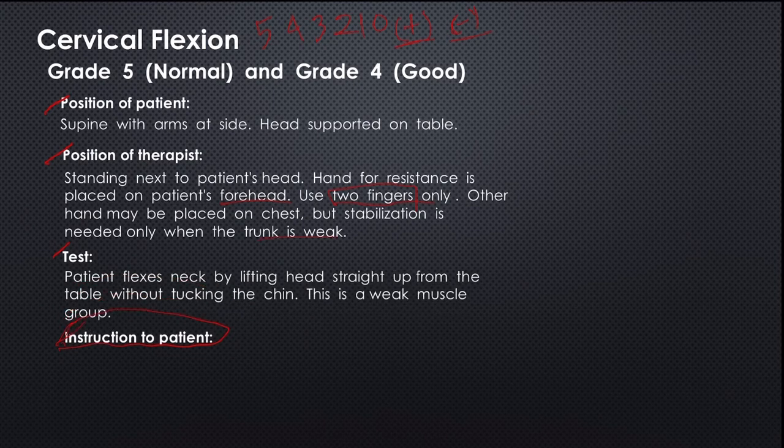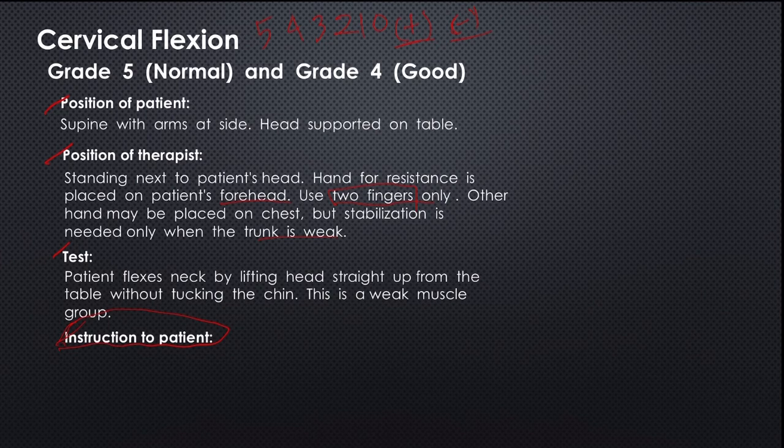Then the test is done by simply asking the patient to flex the neck, lift their head straight up from the table without tucking the chin. This is a weak muscle group. Okay, then most importantly, your instruction to the patient. For the instructions part, make sure that the patient is able to understand what they should be doing, because if they cannot understand what they're doing, then they wouldn't be performing at all.